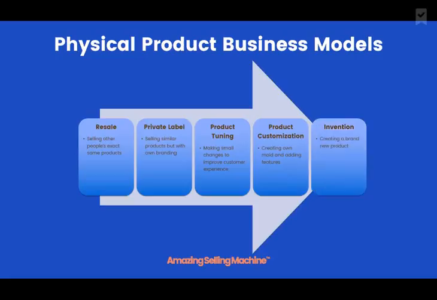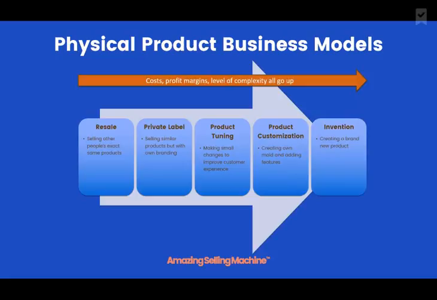The one thing to keep in mind is that when we go from the left to the right, the costs, the profit margins, and the level of complexity all go up. For example, getting involved in resale can be very easy and cheap to get into. However, the profit margins are so incredibly low that you'll never make any significant income. And inventing can be very profitable, but it'll take years and years to get your money back, and it's very complex and would be very expensive to get involved in.